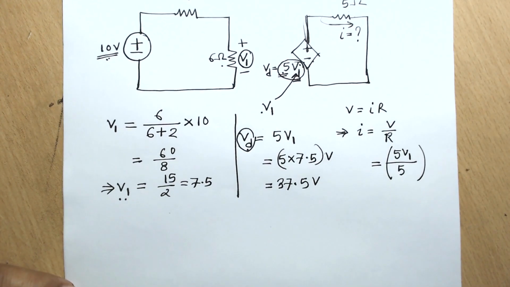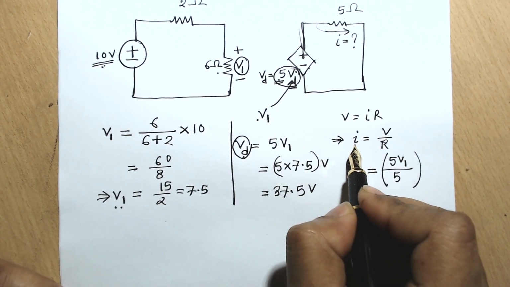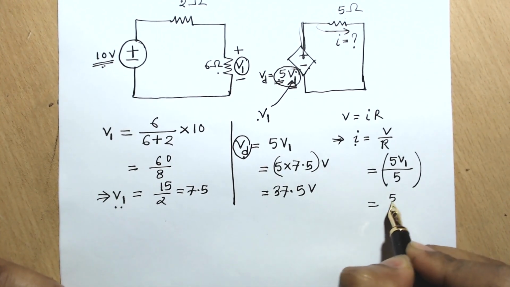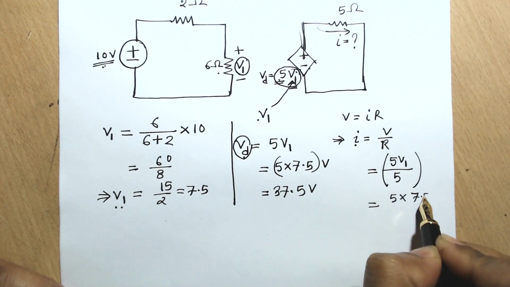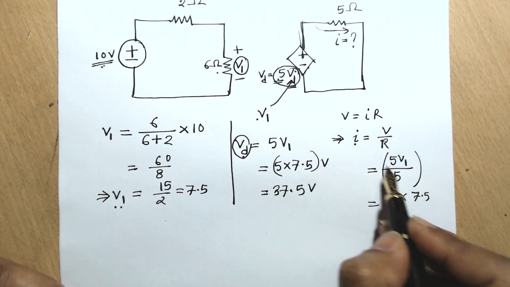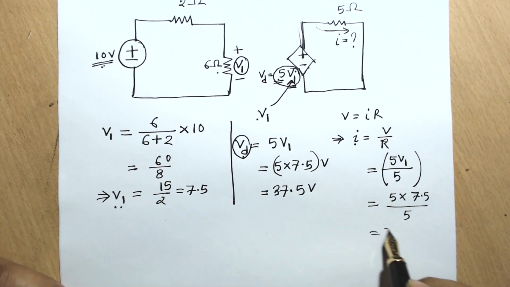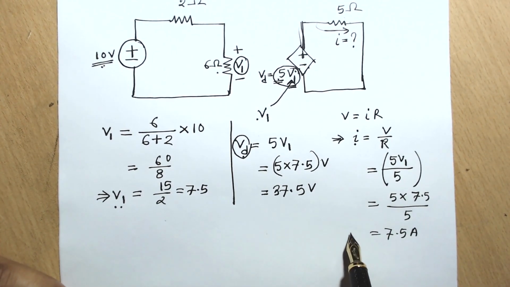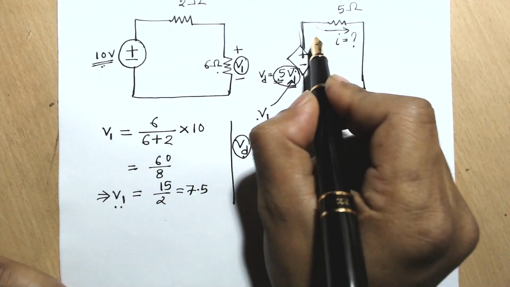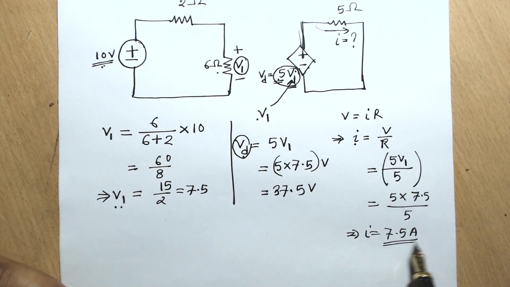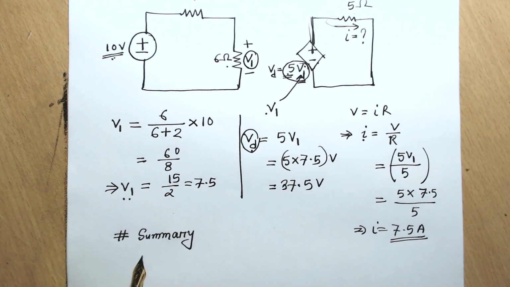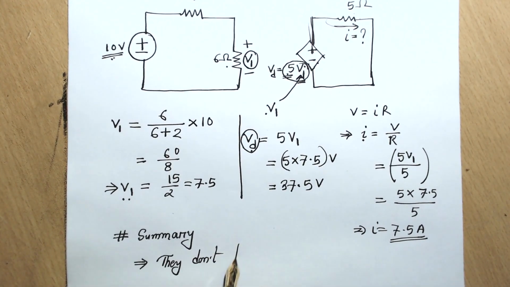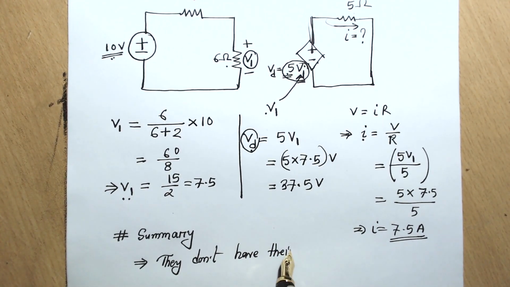So now let's complete the math where we were required to find the value of I. If I just put the value here, that means 7.5, or I could have used 37.5 altogether here, divided by 5, that will give me 7.5 ampere. So the current through this resistance will be 7.5 ampere. So the summary is that the properties of the dependent sources are like this. They don't have their own property.